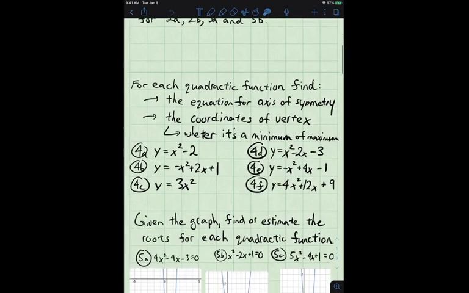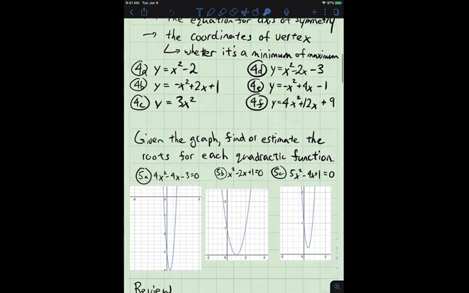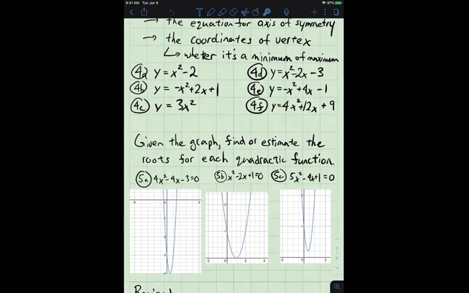Next up, you have this page where for each of these 6 quadratic functions, we're going to find the axes of symmetry and the coordinates of the vertex. We're also going to state whether that's a minimum or a maximum. Lastly, we have 3 practice problems. When given a graph, can we estimate where the roots are?